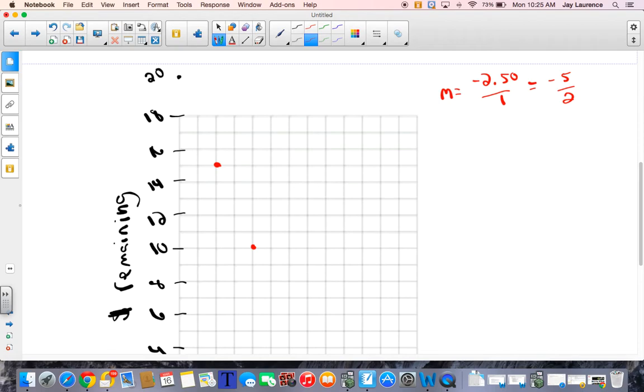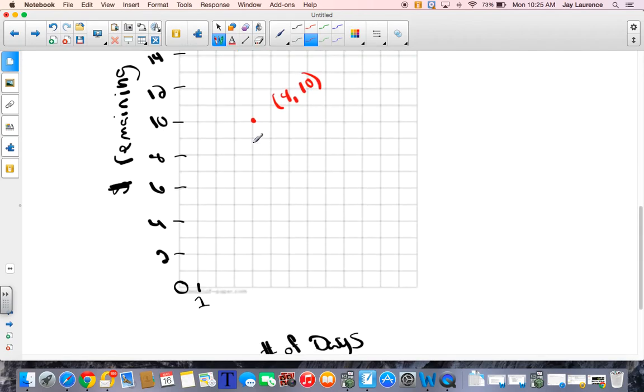At the end of the fourth day, this is the point, 2 days, and he has $15. And this is the point 4 days, and he has $10. And so we're going down $5, 1, 2, 3, 4, 5 every 2 days. And so 1, 2, 3, 4, 5, 1, 2. All right, and so this would be the point 8 days, $0, right?